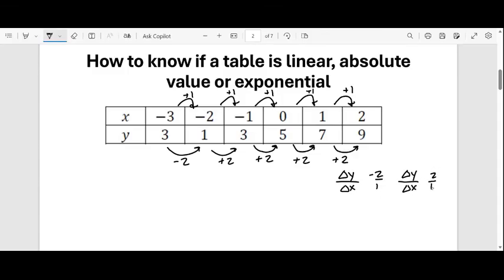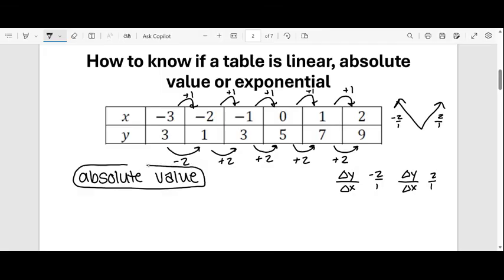And when we think about absolute value graphs, they are V-shaped graphs, and half of the slope is negative, and the other half of the slope is positive, but the rate of change is identical. So when we have the same number with different signs for our slope, we have an absolute value table. Now, absolute value tables are the hardest ones to make equations from because you have to be very specific about what you use in your equation.